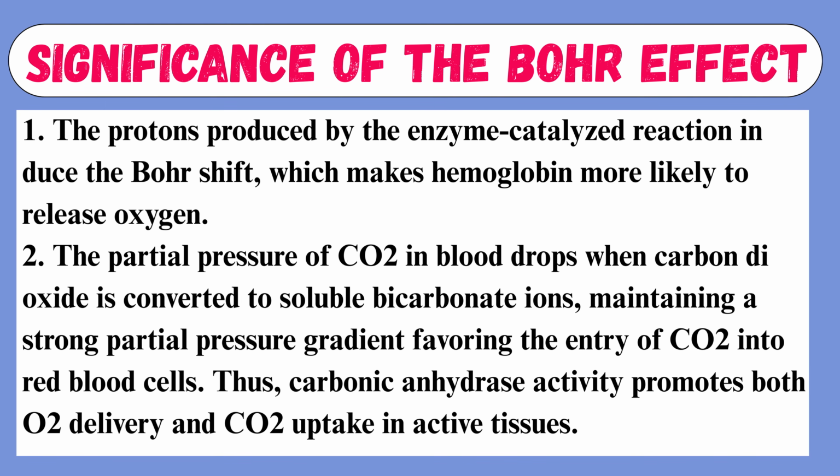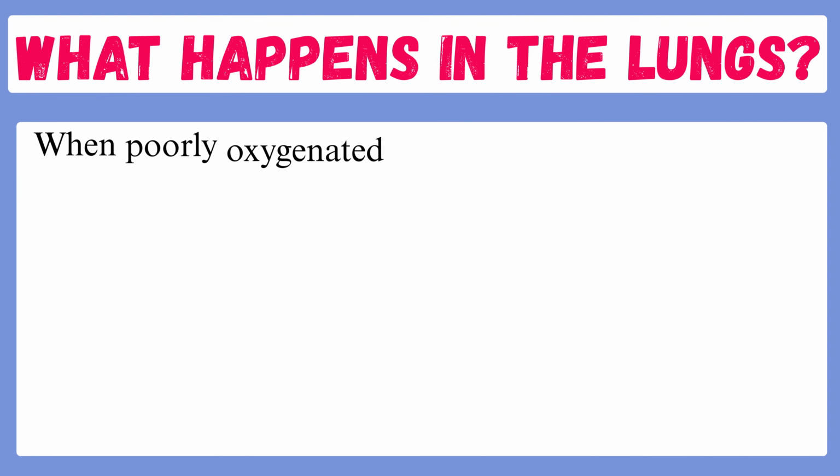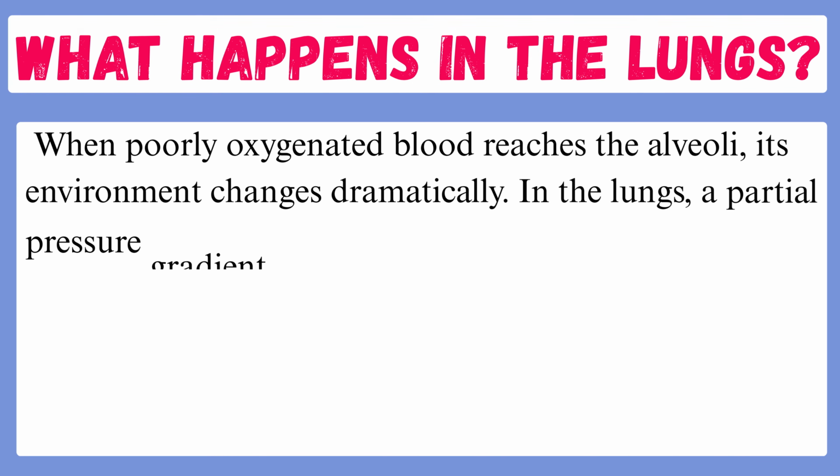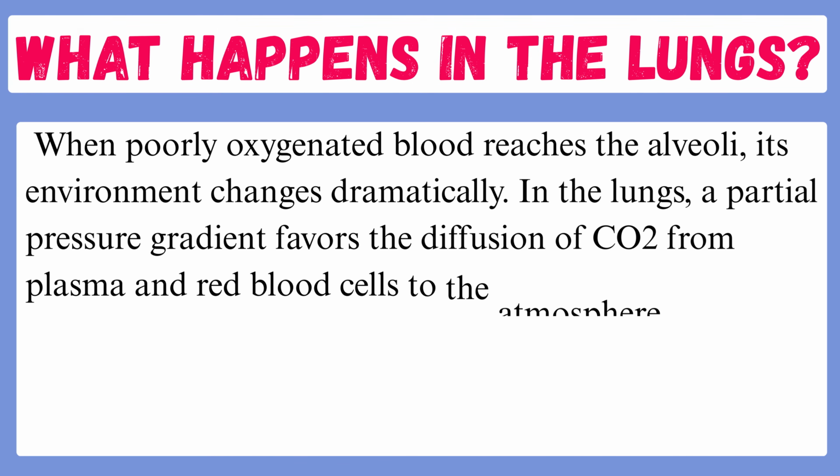It has two main significances. One is that it ensures the delivery of oxygen to highly respiring tissues. More oxygen is released to more respiring tissues, as more hydrogen ions will be produced in such tissues. Also, because the carbon dioxide inside the red blood cell is constantly being removed, it ensures the continuous removal of carbon dioxide from the tissues.